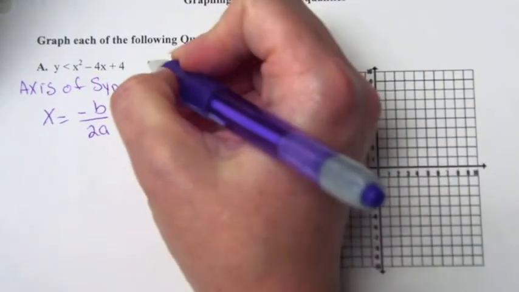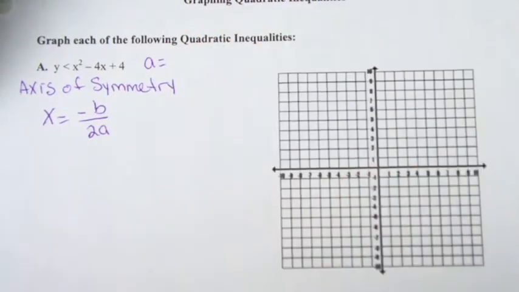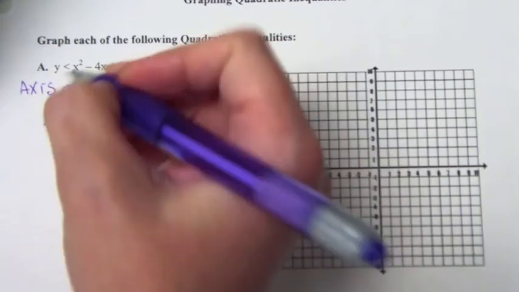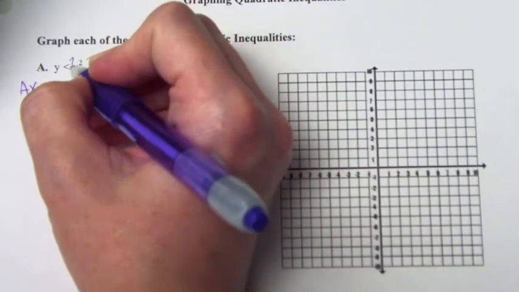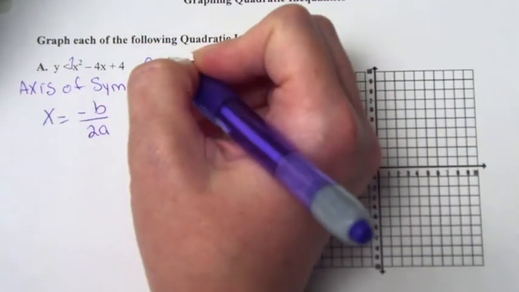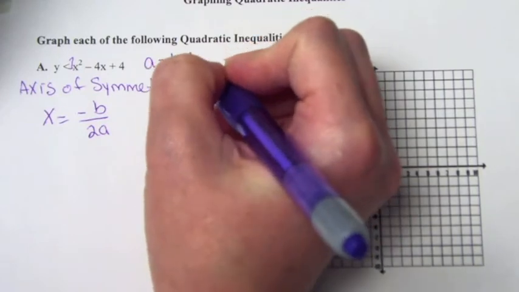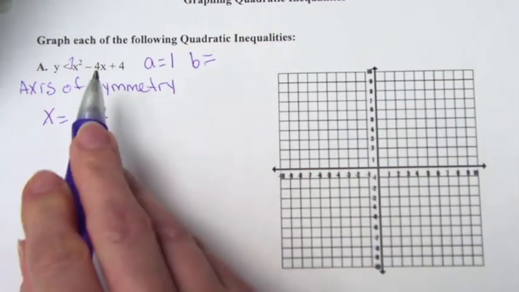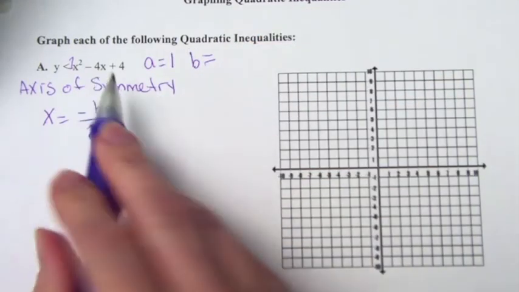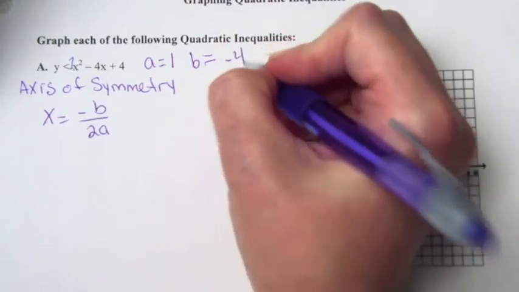What is a? Where do we get a? There's a 1 in front of that x squared that you don't see, so that's what a is. A is 1, b is the one before the x, so that's negative 4. So there's our a and our b.